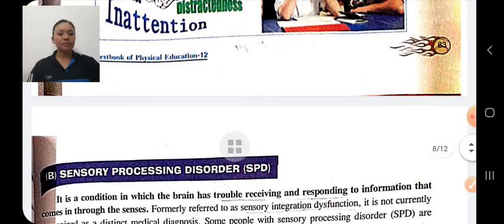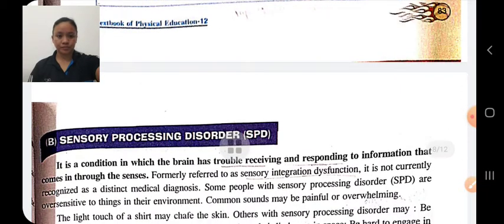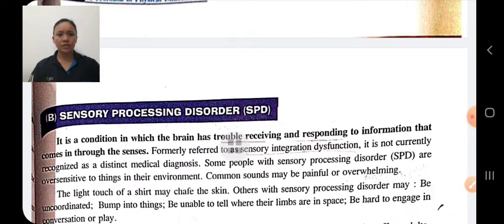Next is sensory processing disorder. It is also a brain disorder in which the brain has trouble receiving and responding to the information that comes in through the senses. If he does not receive any message, then of course he will also not respond. If he doesn't get a message, then there will be no action and no reaction.